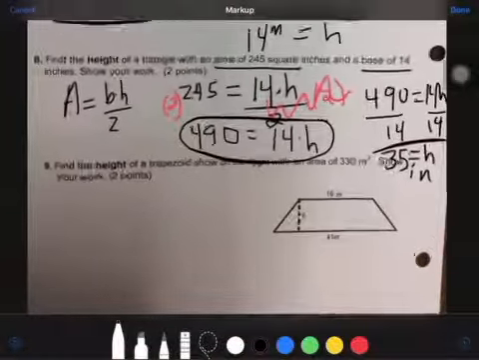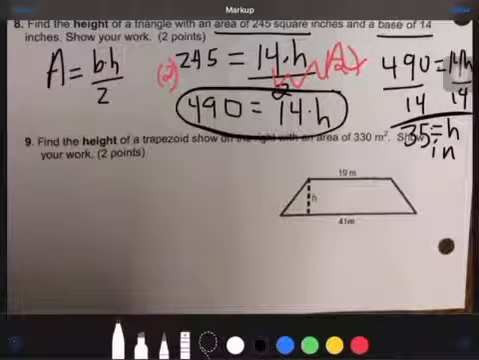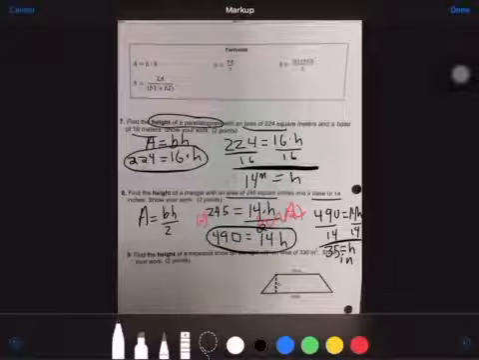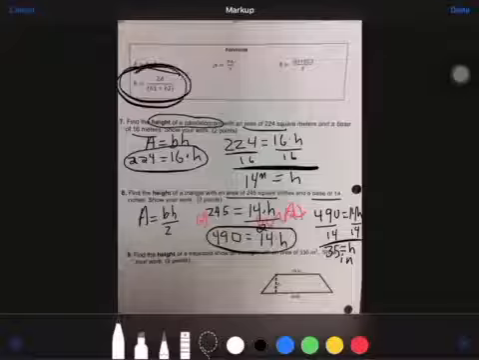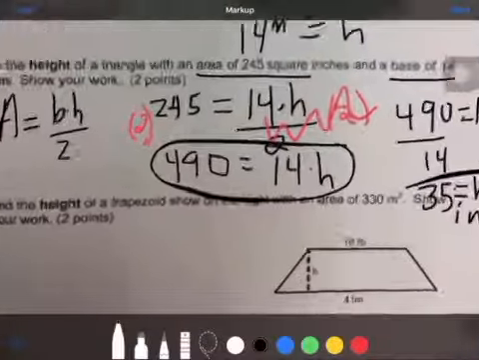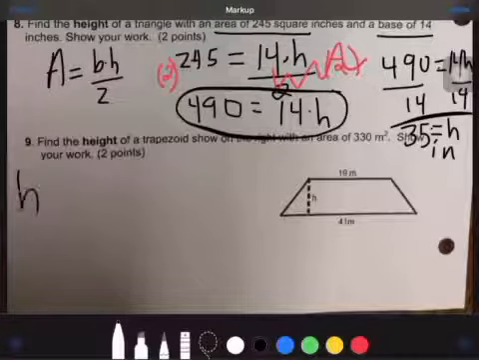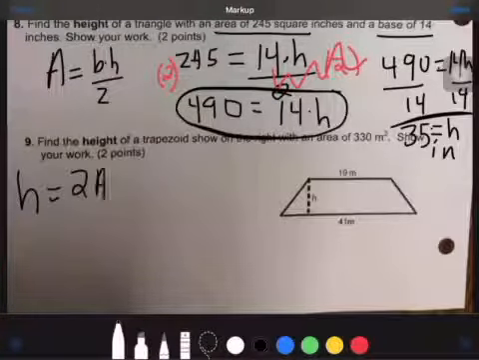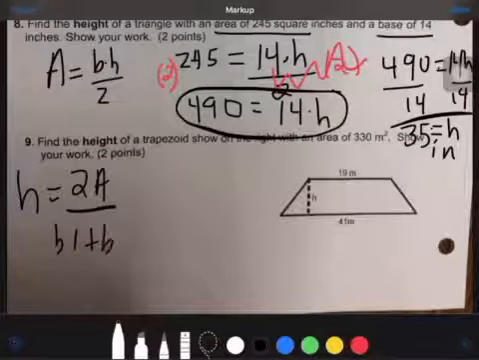Okay, for the last one, we're trying to find the height of the trapezoid. So if you look up at the formulas, there's only one that is for height only. It says h equals. That's the only one we'd use for a trapezoid to find the height. So I'm going to write that down. My height equals 2a, which means 2 times the area, divided by base 1 plus base 2.